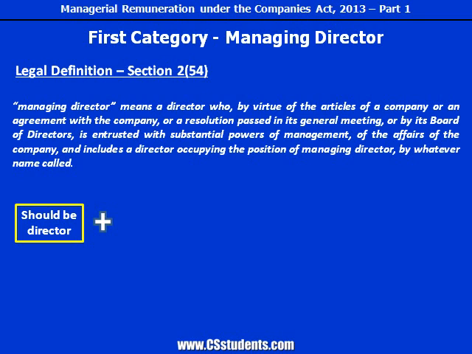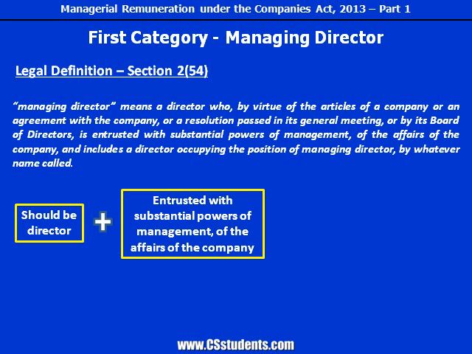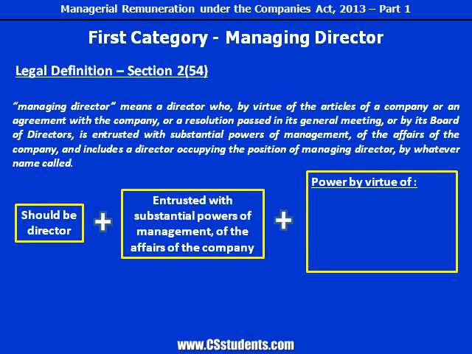The second, this director should be entrusted with substantial powers of management of the affairs of the company. When we say substantial power, we mean fairly large amount of power or authority. Practically speaking, he has all the executive powers to run the company. The third is, such power of management is coming by virtue of, either from the articles of the company. For example, if one of the provisions of article says, the managing director of the company shall be entrusted with the substantial powers of management.